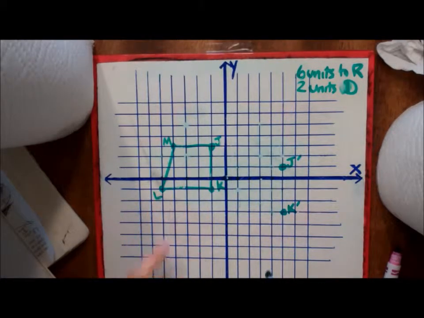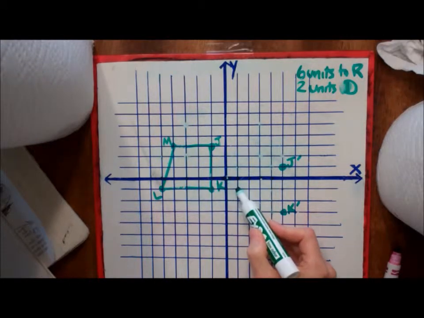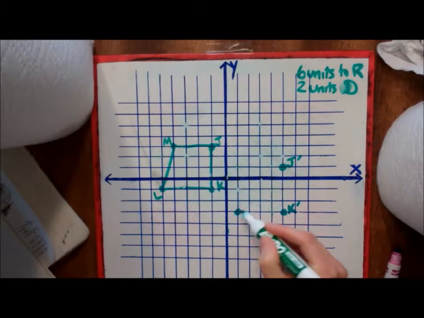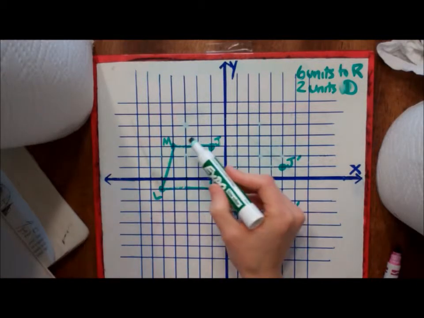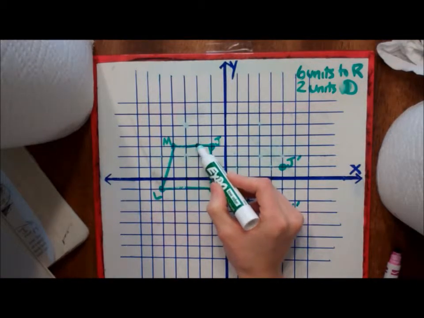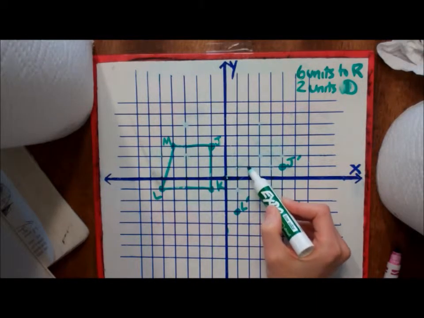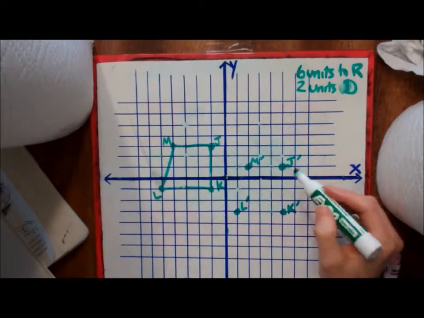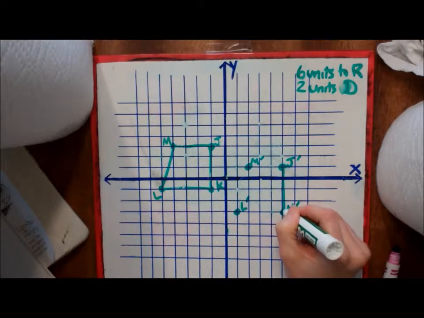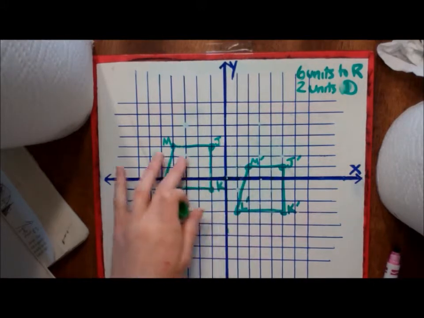Now let's do L. 6 units to the right. 1, 2, 3, 4, 5, 6, and then 2 units down. 1, 2. That is L prime. And then lastly, M. 6 units to the right and 2 units down. 1, 2, 3, 4, 5, 6, and 2 units down. 1, 2. That is M prime. Now, all we do is connect all our dots. And as you can see, it looks exactly the same.